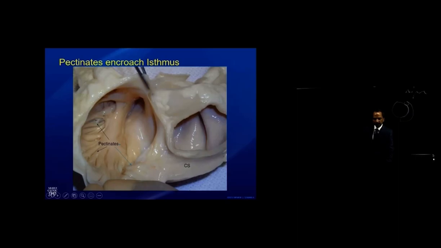So sometimes if we have a significantly large vein of Marshall, or there's good flow through that vein, the same issue as mitral isthmus and CS, we get problems with competitive cooling, and these epicardial fibers are different from the fibers that are on the ridge itself.